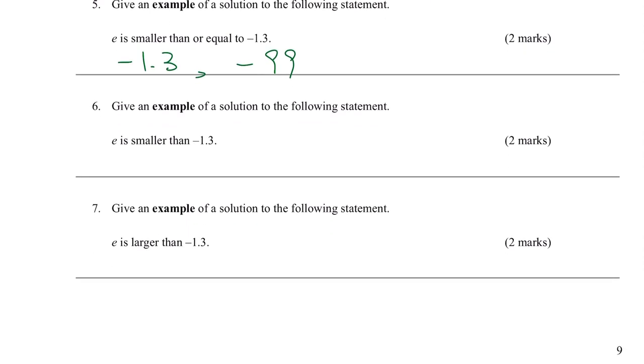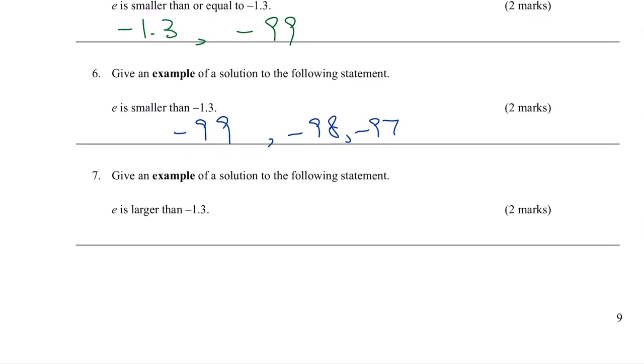Next. E is smaller than -1.3. What number is smaller than -1.3? Can it be -1.3 here? No, because we don't have the equal to sign. So we just write E is smaller than -1.3, which is -99, right? My favorite number. You can have -98, -97, -100, -200, -1000. Any number that's smaller than -1.3.